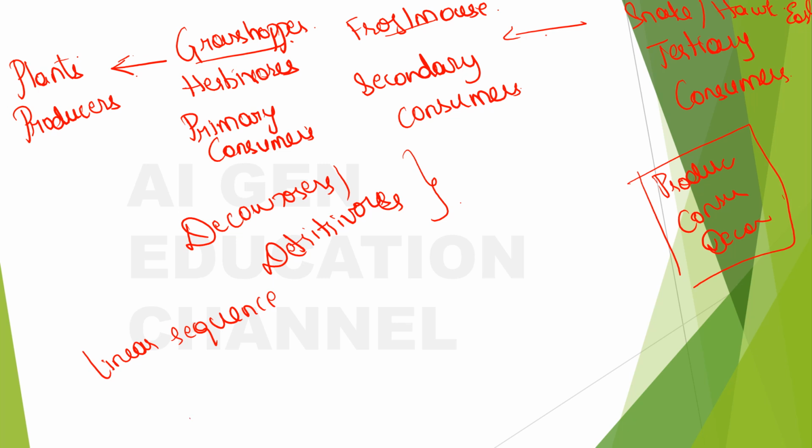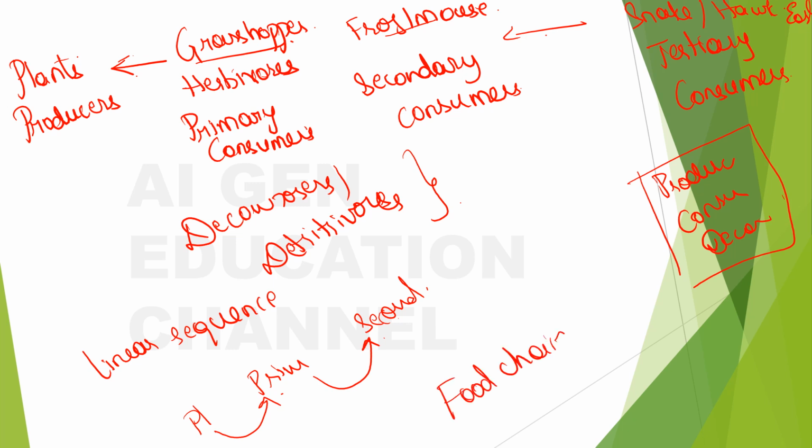So in the sense, from the plants, the nutrients and energy are passing to primary consumers, and from primary consumers again it is passing to secondary consumers, right? So this linear sequence of organisms through which the nutrition and energy flow is going can be considered to be a food chain, right? So what is a food chain?